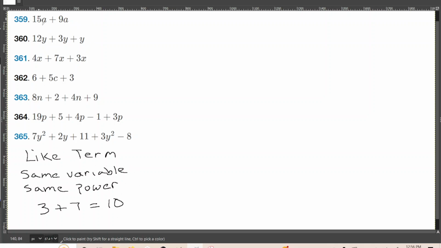So for something like this, I see an A. I have 15A. I have 9A. Now, what power are these? They're both to the first power. So 15A plus 9A is going to be 24A. It's almost like saying, if you have 15 apples plus 9 more apples, together you have 24 apples.